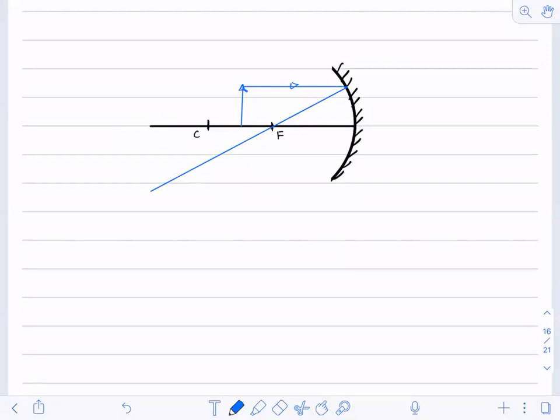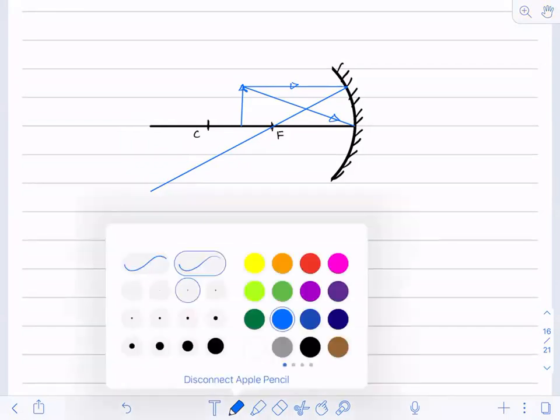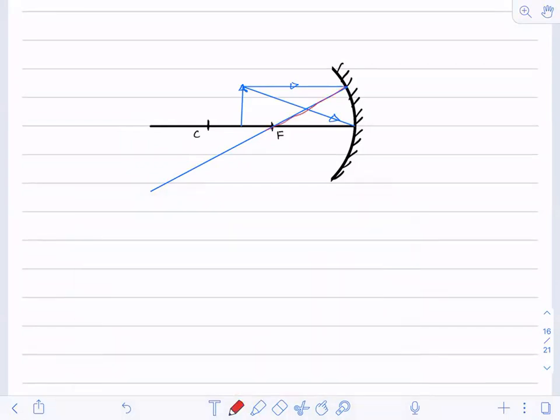Fine. Now another ray I will take, which will be directly incident at the pole. After reflection, this was my first reflected ray. The second reflected ray I will draw like this. This is the second reflected ray. Now here I am having the image. So this is B dash, A dash. Here it was B and this is A.